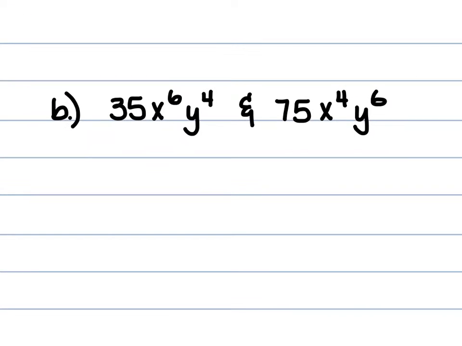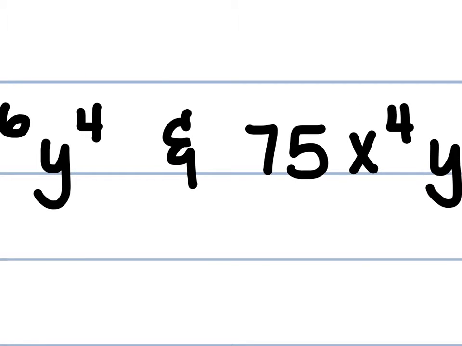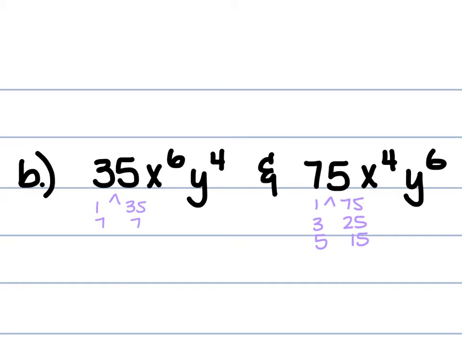For B, we have 35x to the 6th power, y to the 4th power, and 75x to the 4th power, y to the 6th power. So first, find the factors of the 35 and the 75. For the 35, we have 1 and 35, 5 and 7. For the 75, we have 1 and 75, 3 and 25, and 5 and 15. The one that's the common factor between the two, it would have been good if we wrote this correctly. This would have been a 5.